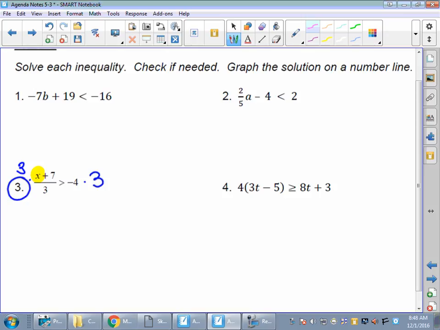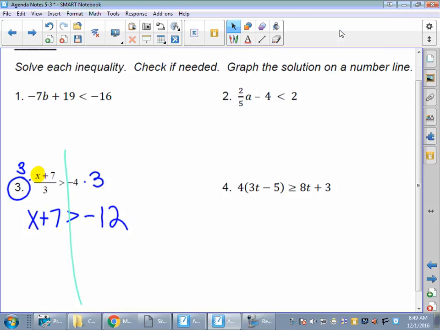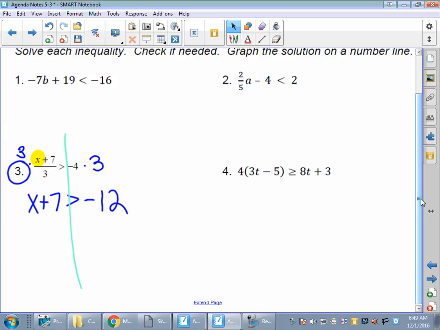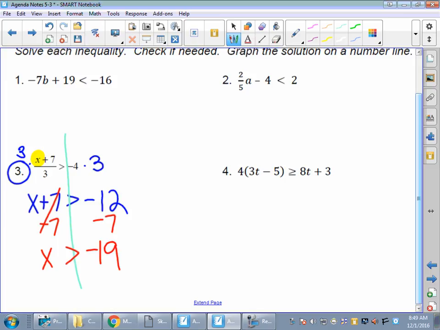That 3 is positive, so we don't have to worry about switching the inequality at all. And when I times, I get a negative 12. Feel free to put that line down if you want. That reminds you to make sure that you do the same thing on both sides of that line. Last step, if I want to get the x by itself, I'm going to subtract 7. Since it's a subtract, not a multiply or divide, I don't have to worry about flipping my inequality. I'm left with x is greater than negative 19.